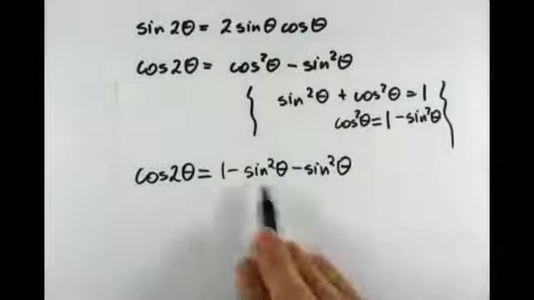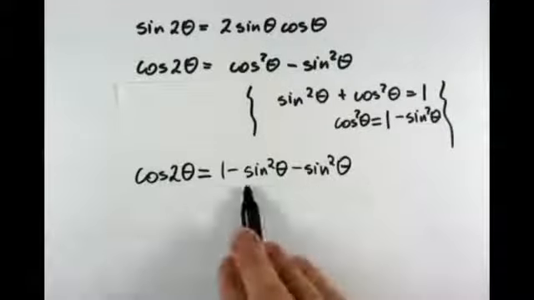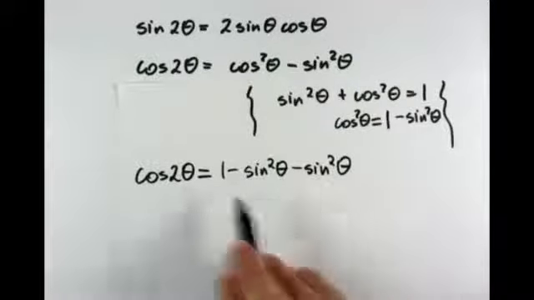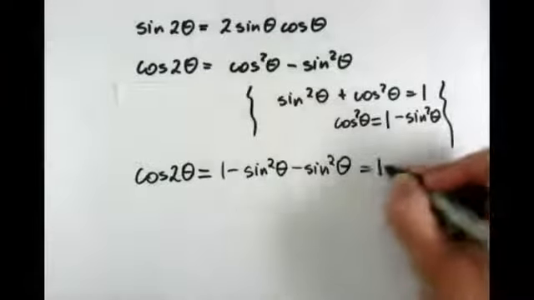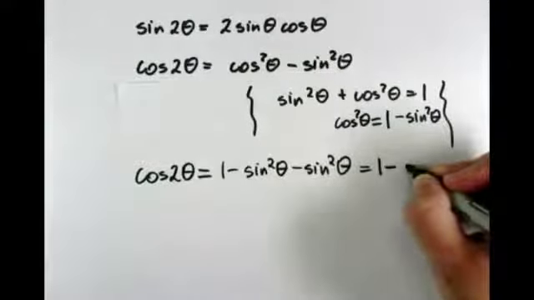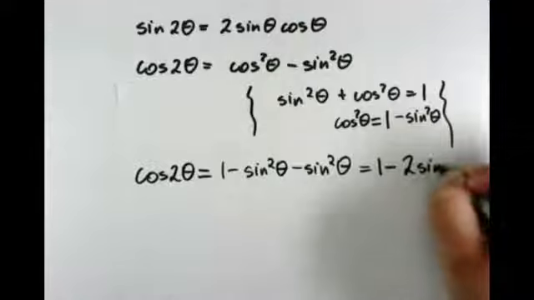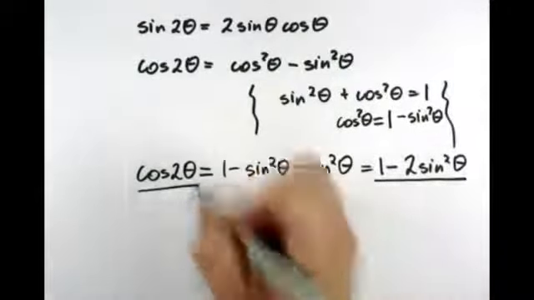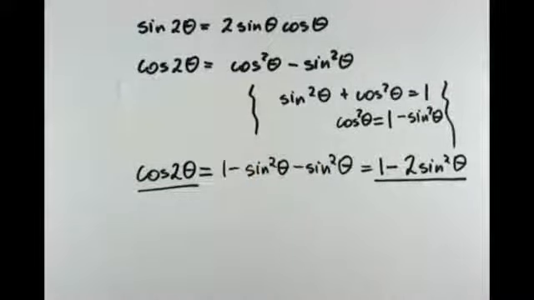Minus sine and minus sine, like minus x and minus x, gives me minus 2x. So I'm getting that this is 1 minus 2 sine squared theta. And that's the other formula for cos 2 theta.